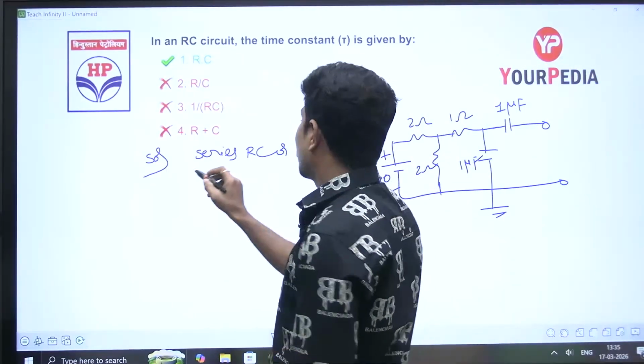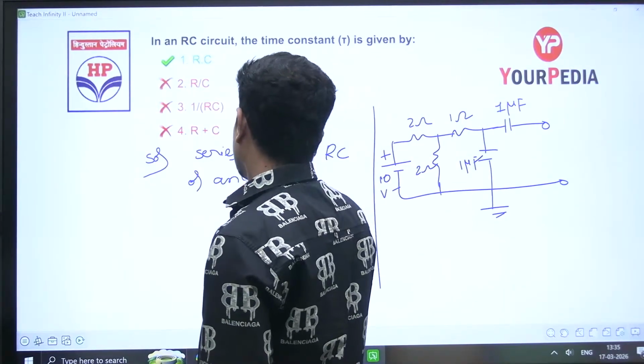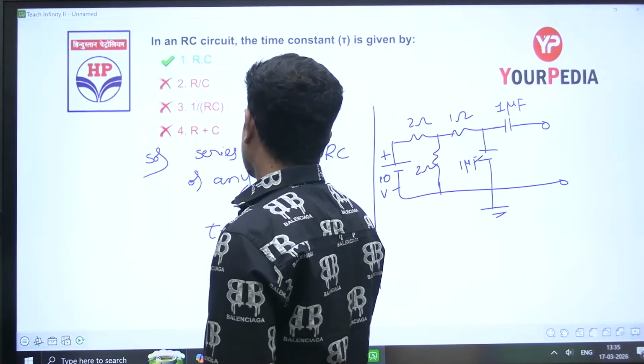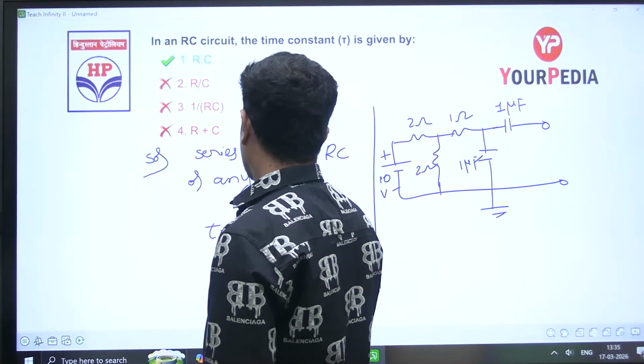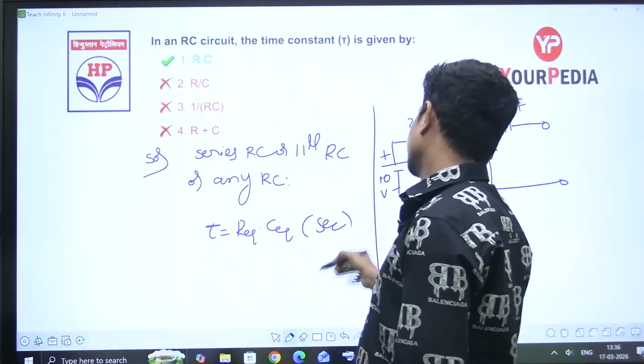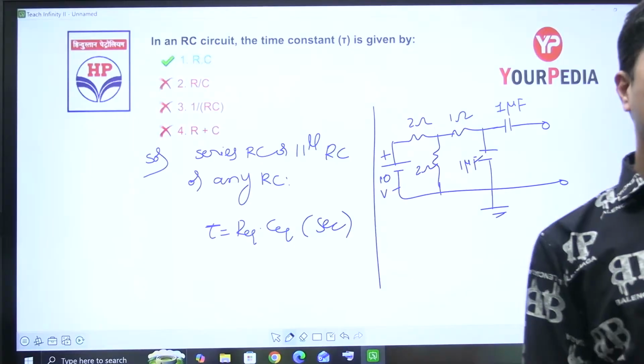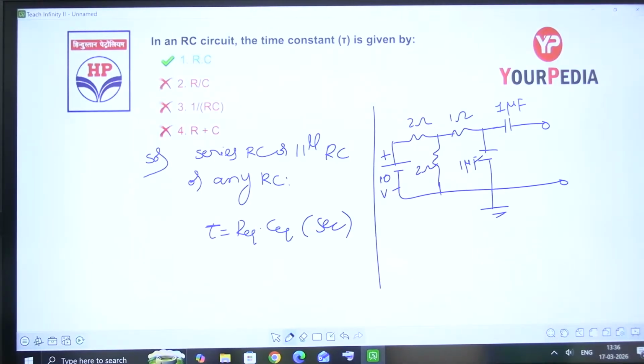Series RC or parallel RC or any RC, tau is equal to R equivalent into C equivalent, units are seconds. People will think, sir, for series RC it is RC, for parallel RC it should be 1 by RC. No, it is series RC or parallel RC or any RC. I repeat, it may be any RC. The formula for time constant is R equivalent into C equivalent.